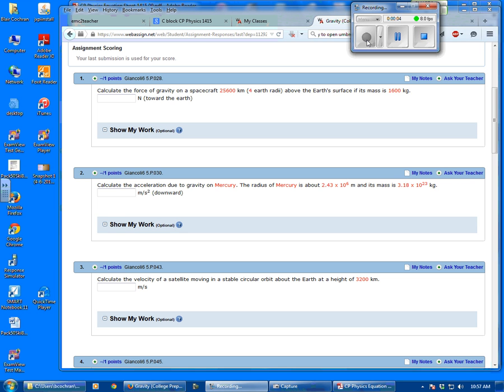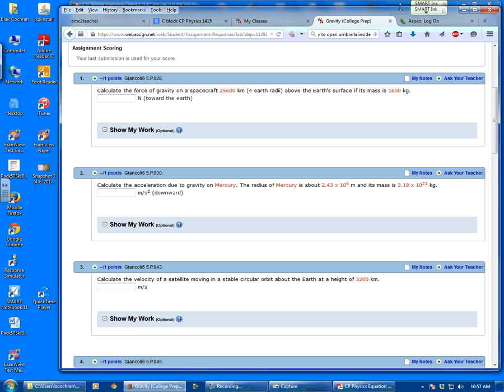Right, so we're doing number 1 here. And it asks us to calculate the force on a spacecraft that is this high up, or this far away from the Earth, and it has a mass of this. Why is there a force of gravity on the spacecraft? I guess it becomes the first question.